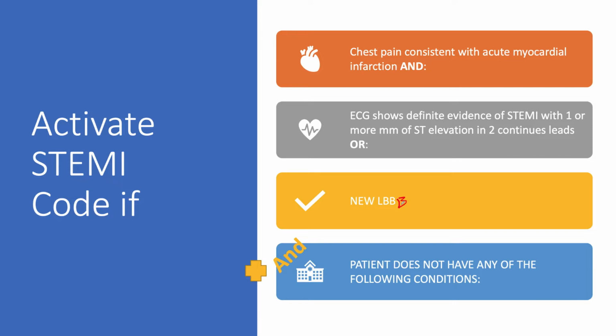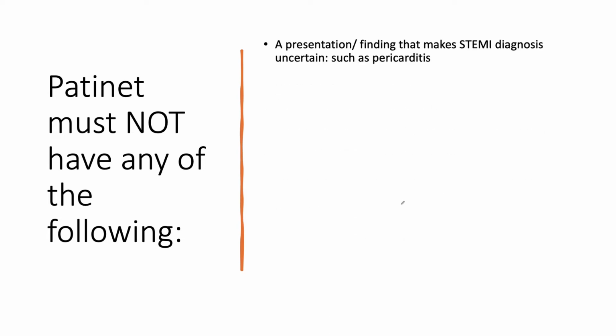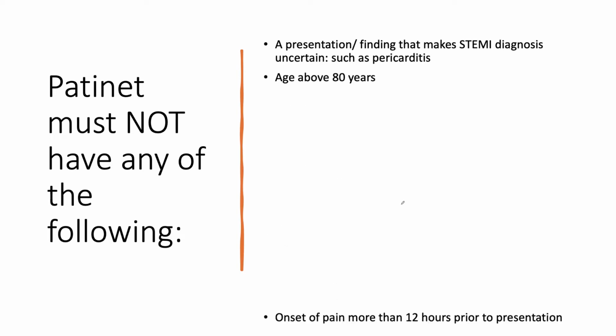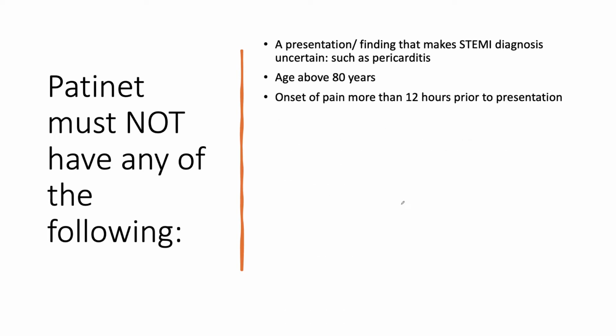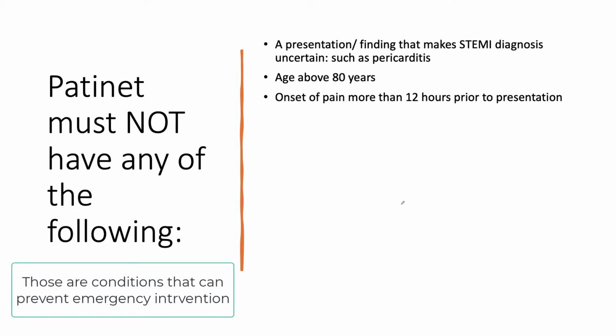And the patient does not have any of the following conditions. Of course, these are all as long as there's no contraindications. So the following conditions must not be met in any of the patients. Presentation of finding that makes STEMI diagnosis uncertain, such as pericarditis. Age above 80 years, because it makes the risk much higher for mortality. Onset of pain more than 12 hours prior to presentation, because that means probably the muscle's already dead. You're better off going through a more conservative management and then doing an early approach later on.